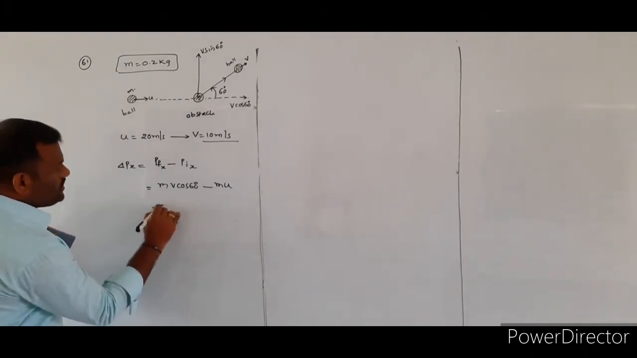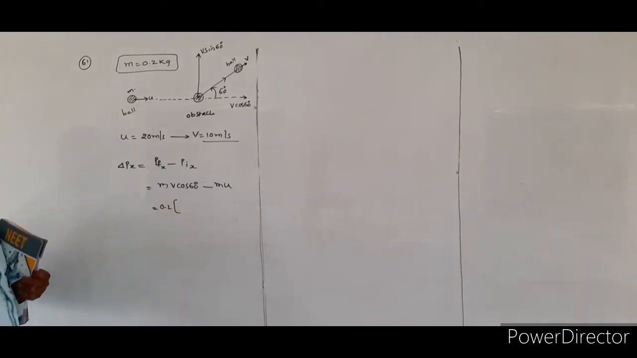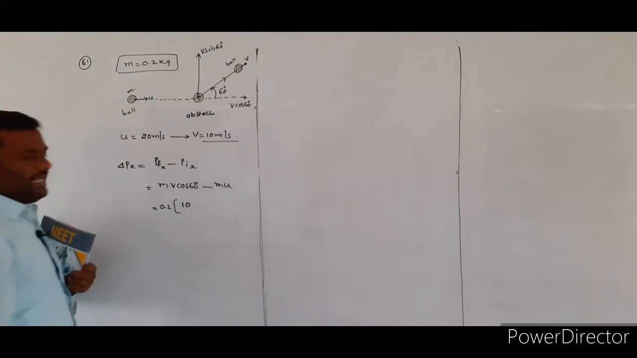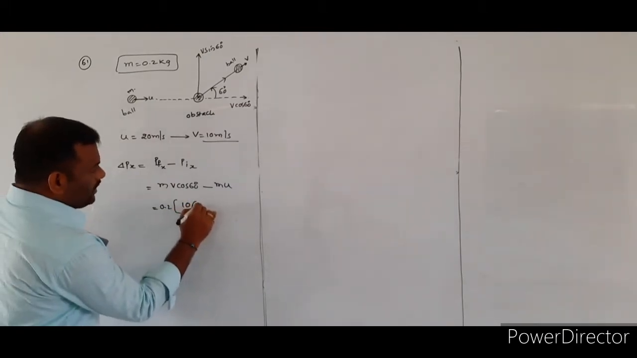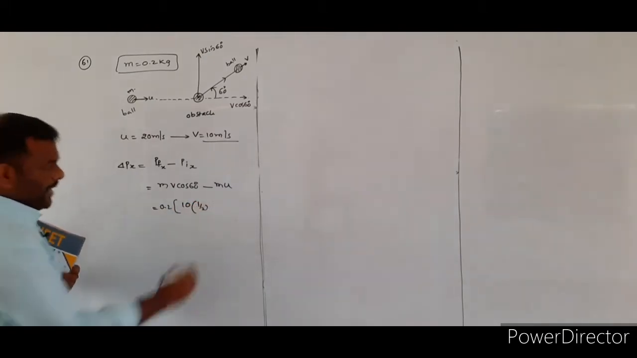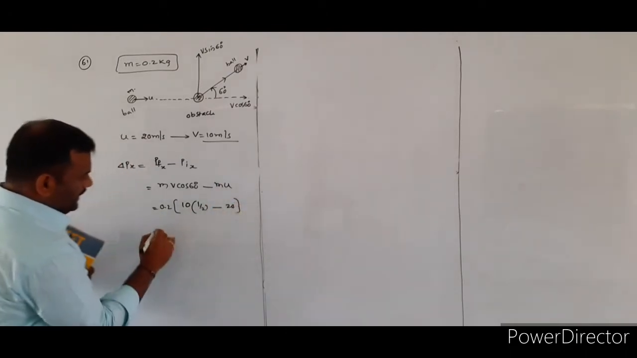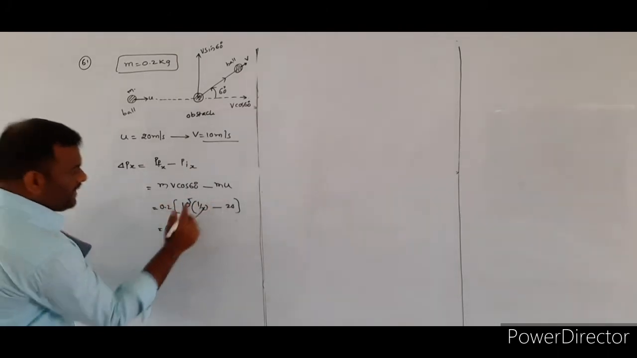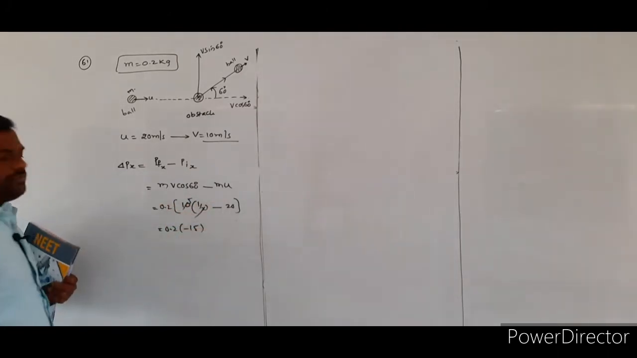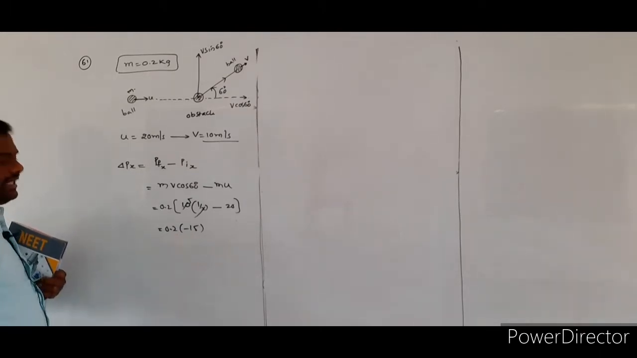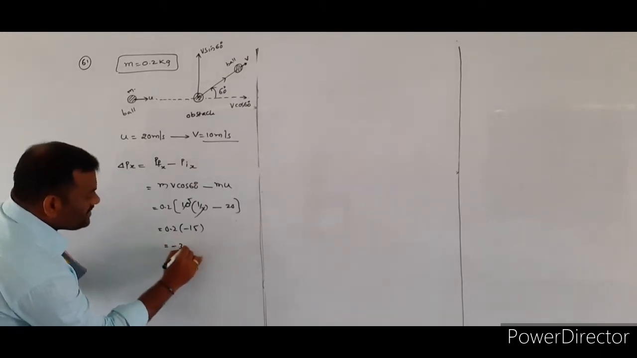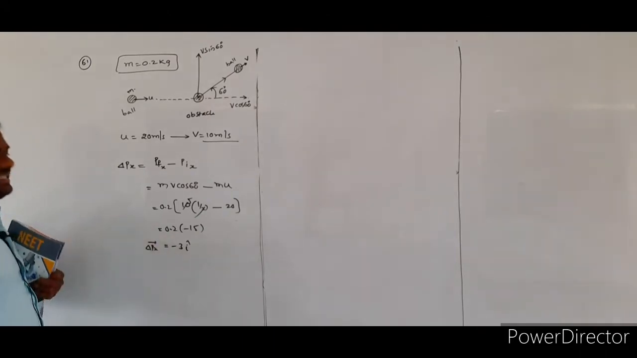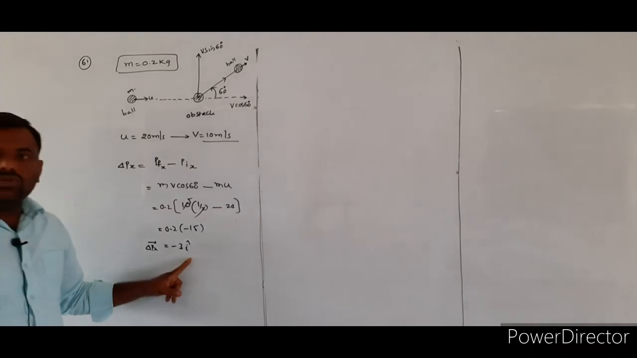We will simplify this value. M is 0.2, that will be common. V value is equal to 10, cos 60 is equal to 1 by 2, minus u value, which is 20. So 0.2 into, this value will be 5 minus 20, which is minus 15. 15 twos are 30, so that value is minus 3 I cap. The change in momentum along the x-axis is minus 3 into I cap.